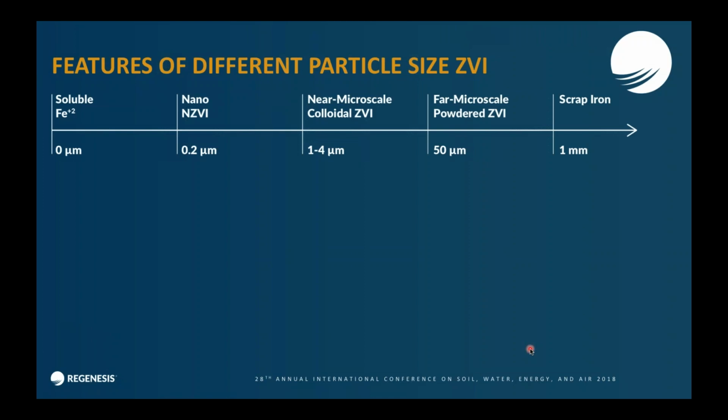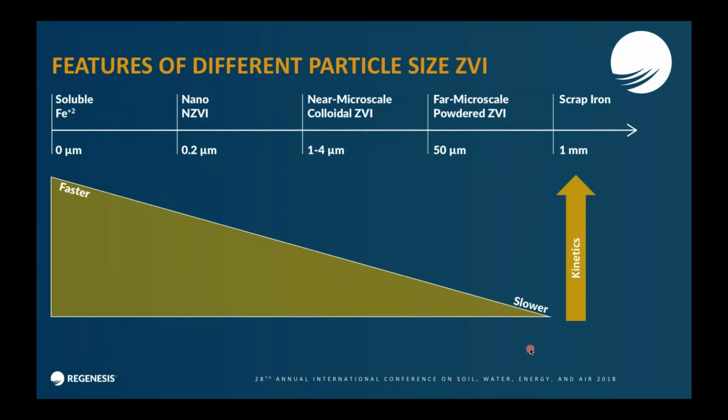So let's expand upon this a little bit further and talk about the different particle sizes that are available. We're going to start here on the left with the soluble iron, which is really not technically a ZVI, but it's similar, so we'll include it in the discussion. And as we go to the right, we're going to progressively larger size particle materials. So let's talk about kinetics. As Paul talked about earlier, there's his KSA philosophy where things that have more surface area generally react more rapidly, and that's generally true.